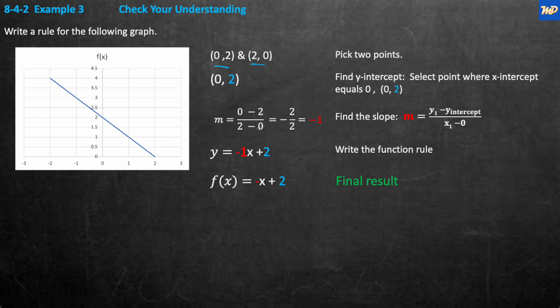So find the y-intercept. Select the point where the x value equals 0. Well, that is right here where the x value is 0. That's 2 right here, 2 right there. Okay, and now we're going to find the slope. So now we found the b value. We found the b value because we picked the point where x is 0. We just look at y, and that's our b value in the equation.